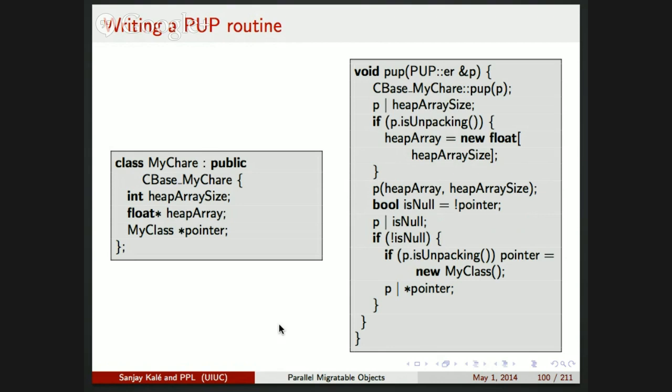So the vertical bar packs or unpacks? Sorry, what was the question? The vertical, the pipe bar. Yes, it sort of knows. Yeah, so the PUP object itself knows which direction it's going, whether it's packing or unpacking. So the idea is that PUP methods should mostly be uniform, and in particular, they need to have the same sequence of objects being packed or unpacked, so that you end up with the right bits of the buffer ending up in the right fields of the object.